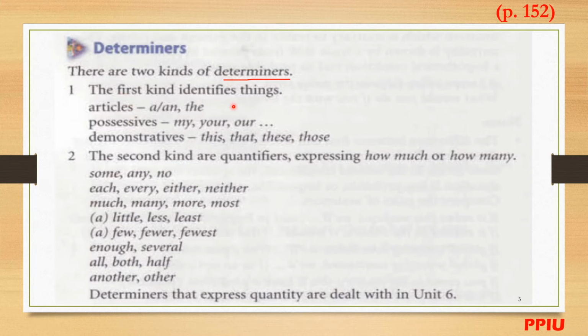The first kind identifies things, like articles: a, an, or the. And the other one is about possessives or possession, like my, your, our, their, her. Something that we call a possessive adjective. And the other part is about demonstratives: this, that, those. Those things we call demonstrative, or you can call them demonstrative adjectives. We just use them to point out things, right?